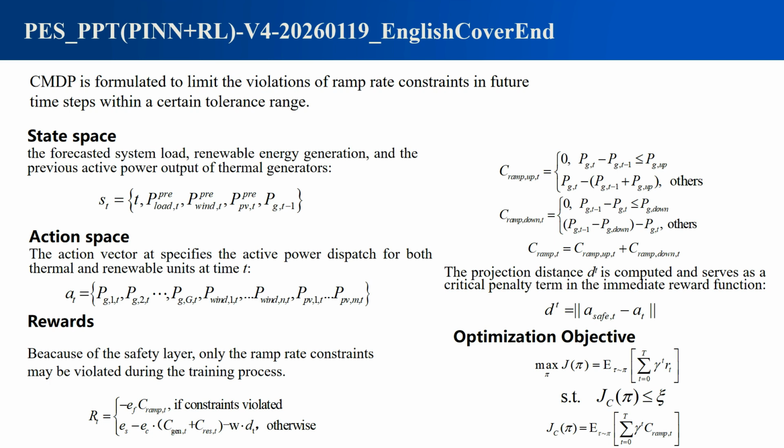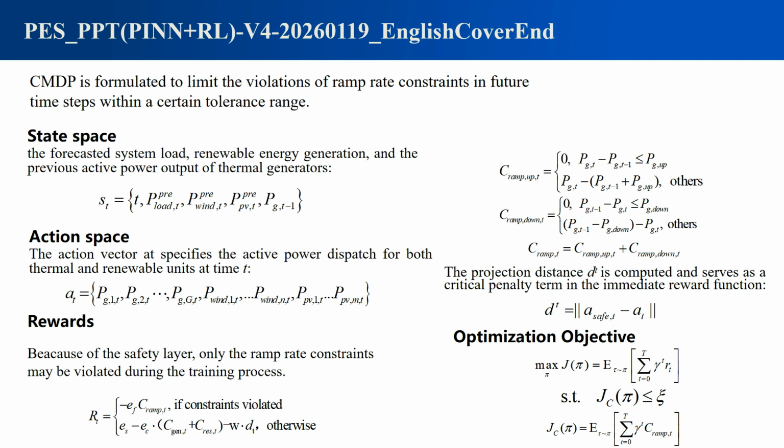The CMDP focuses on the one constraint class that can still be violated during training after the single-step safety layer has handled an immediate physical feasibility: future ramp rate behavior. The state includes time t, forecasted load, forecasted wind generation, forecasted photovoltaic generation, and the previous thermal generator output. That last term is essential because ramping is a difference across time. The next dispatch cannot be evaluated without knowing the previous dispatch. The action vector contains active power for every thermal generator, every wind unit, and every photovoltaic unit. The agent is therefore choosing an entire dispatch vector, not a single scalar command.